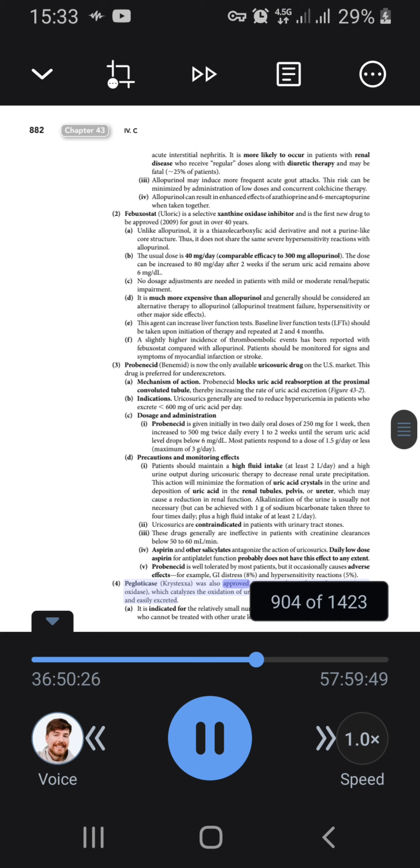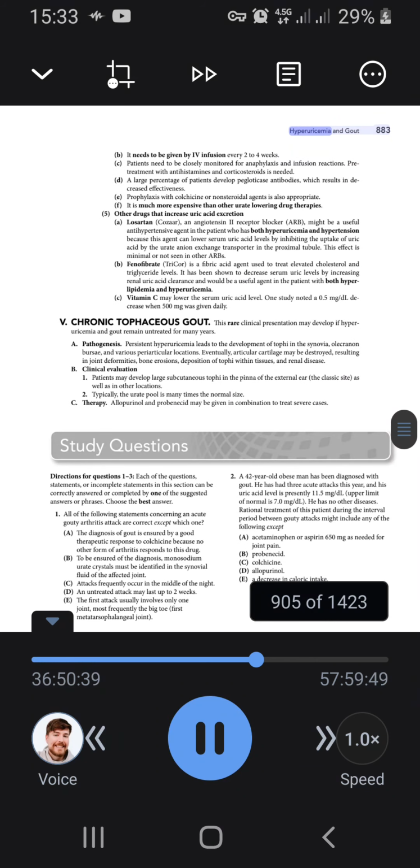Pegloticase was also approved in 2009 and is a form of uricase, urate oxidase, which catalyzes the oxidation of uric acid to allantoin, which is water-soluble and easily excreted. It is indicated for the relatively small number of gout patients, 50,000 Americans, who cannot be treated with other urate-lowering drugs, refractory patients. Hyperuricemia and gout 883. B. It needs to be given by IV infusion every 2 to 4 weeks.